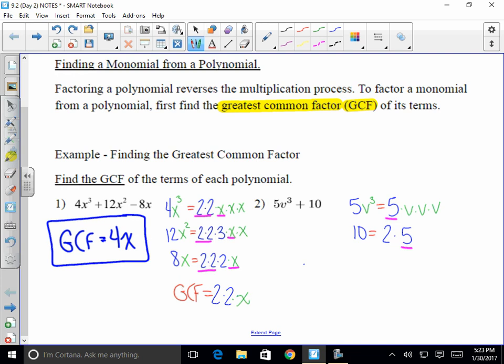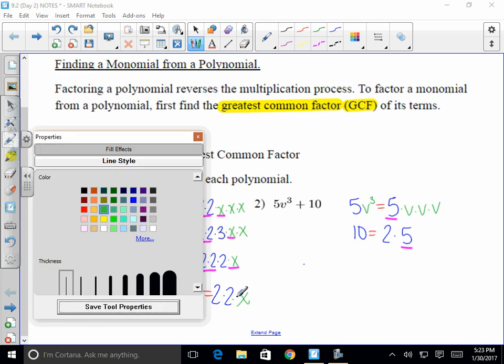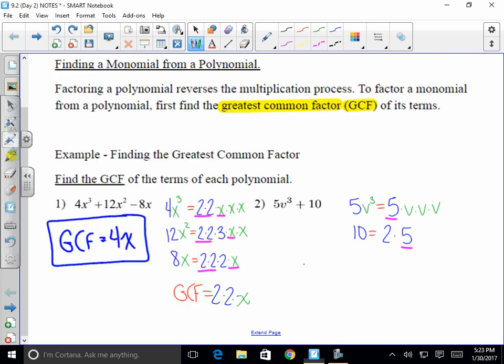So our greatest common factor is going to be 5. Okay, so that's how you find the greatest common factor of terms in a polynomial. Next, we'll go to video number 2 and show you how to factor a polynomial using the greatest common factor.